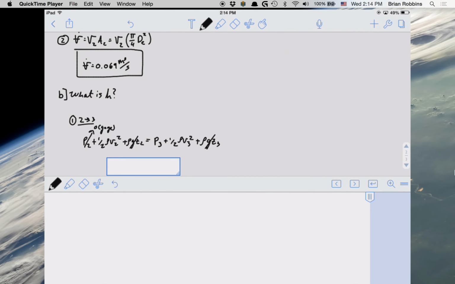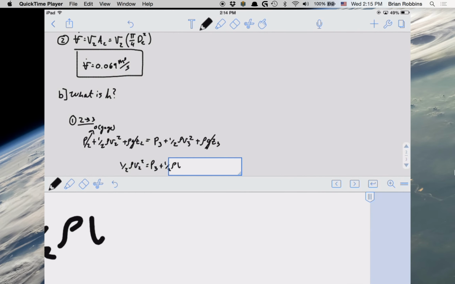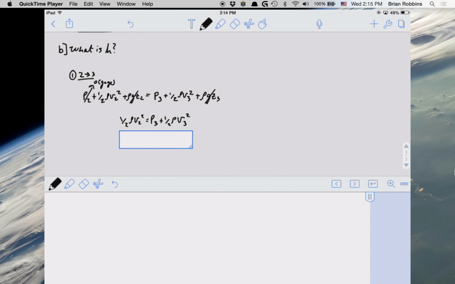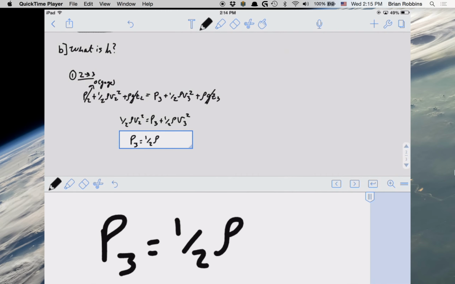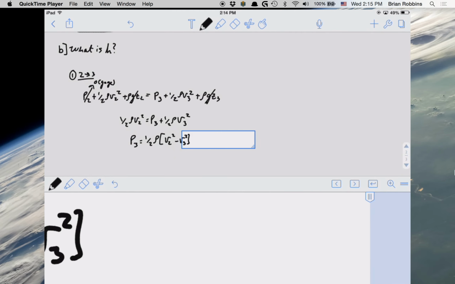And what we're left with is 1/2 rho V2 squared, which is equal to P3 plus 1/2 rho V3 squared. So let's go ahead and solve this for P3. So we get P3 is equal to 1/2 rho (V2 squared minus V3 squared). So we now have the pressure at point 3 by means of solving it using Bernoulli's equation.